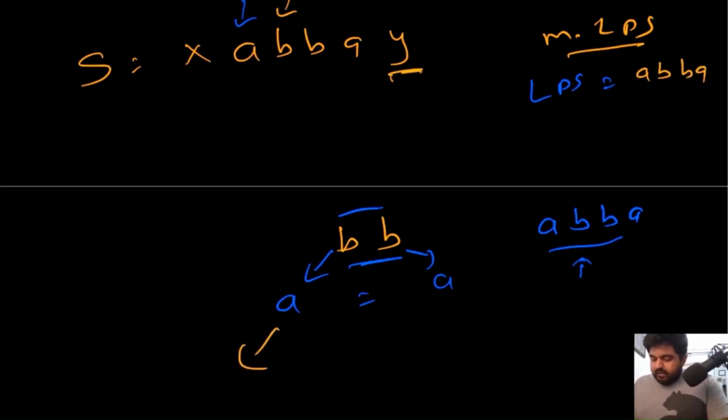If we again go left and right, this is x and this is y. So now these two are not the same. Because they are not the same, we will just get out of it. We will again check with this a and y. We don't find any palindrome, and we would be done with this one. So in this case, we would return ABBA as our answer, and that would be the final solution.